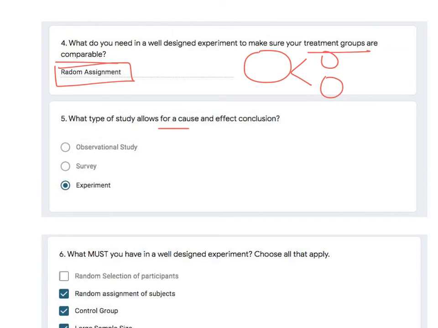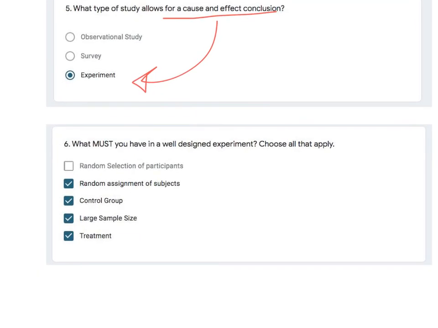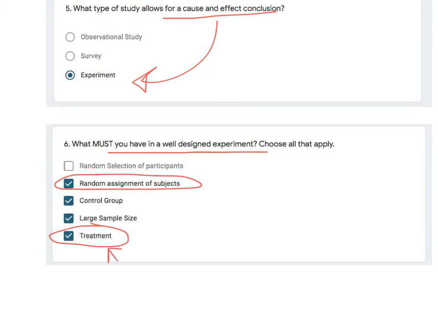What type of study allows for cause and effect? That is only an experiment. Majority of you got that right. And the last one was what you must have in a well-designed experiment. There are two things that you have to have. Random assignment and treatment. If you don't have that, you don't have an experiment. You need treatments so you can analyze a result. And you need to randomly assign your two groups of people so that you have comparable treatment groups.